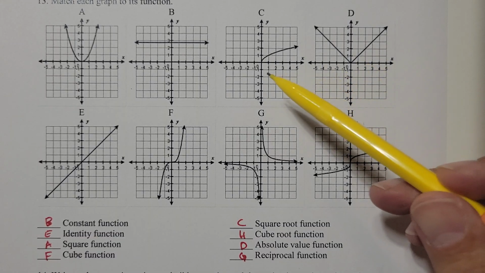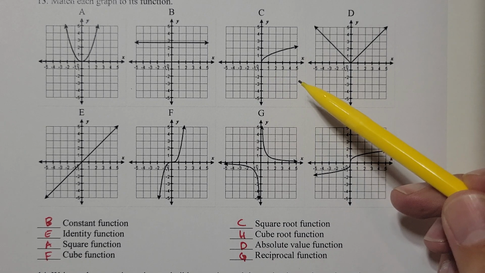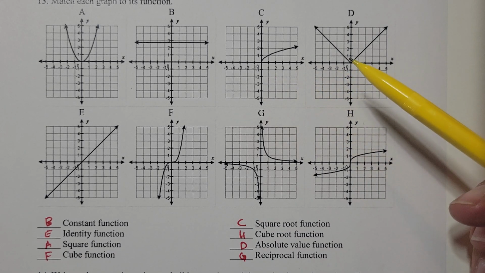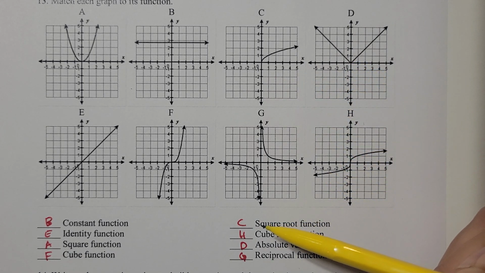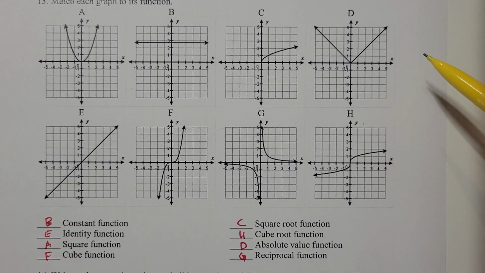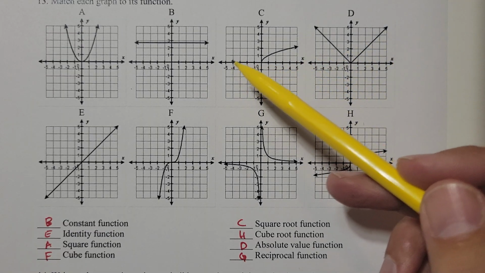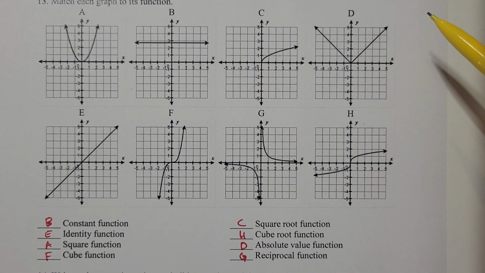So if I have a half of a parabola that's on its side, we call it the square root function. Okay, so that'd be C. Okay, y equals the square root of x. If I take the square root of a number, I can't have x being a negative, right? X can only be 0 or bigger. Okay, so I'm not going to have any graph on the left side of the y-axis there.